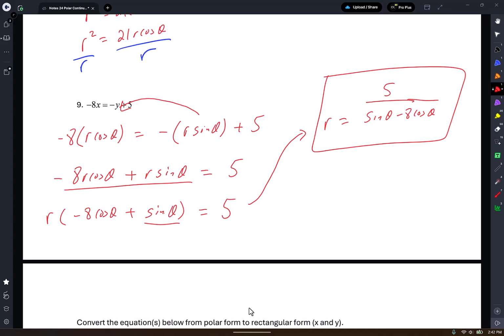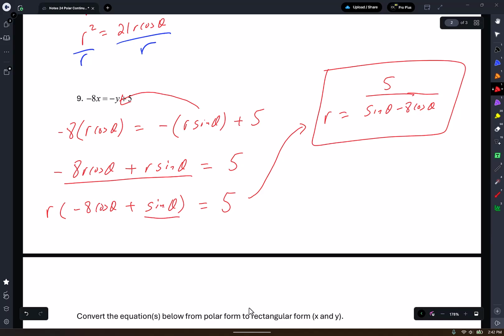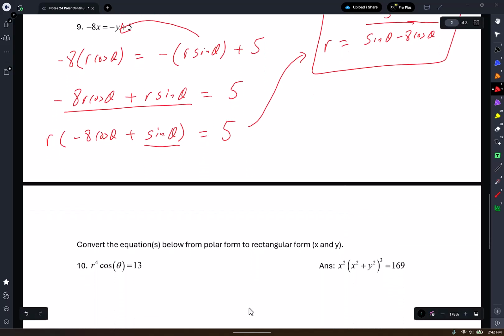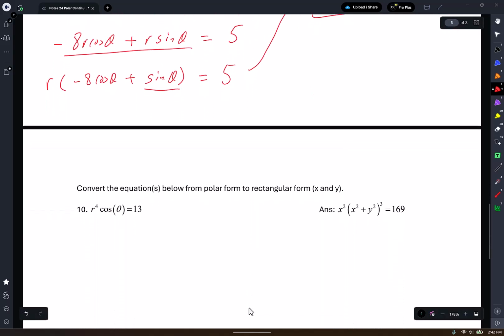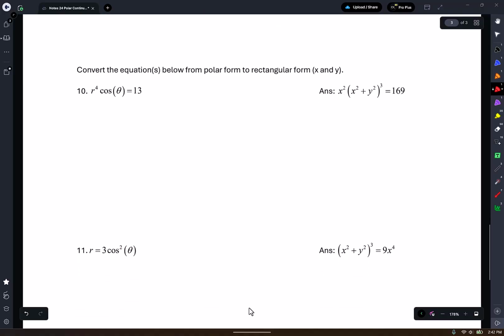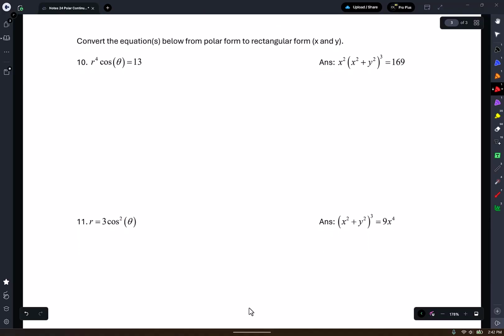All right, here we go. And I'll slow down, don't worry. These can be tough. We're going to come up with a game plan for number 10. And then from that game plan, we're going to create some bullets that we're going to follow. Okay? All right. So it says, convert the equation below from polar to rectangular form in x and y.